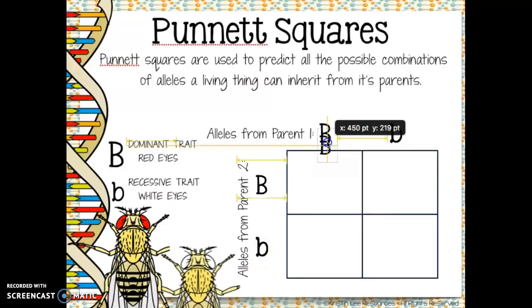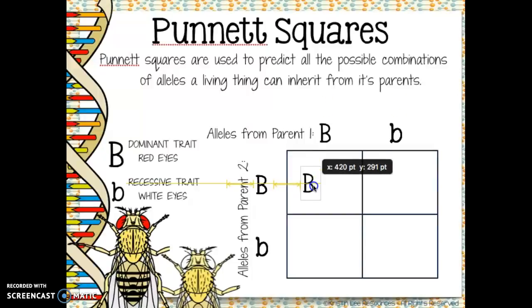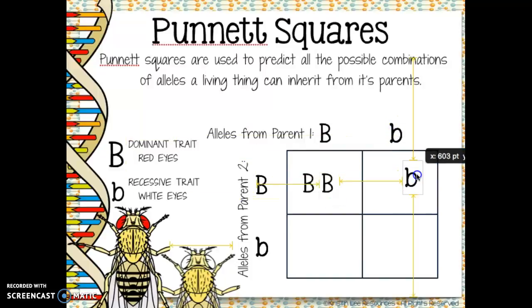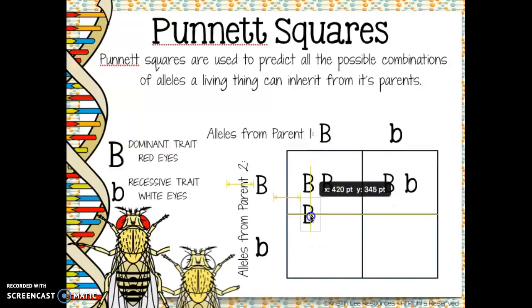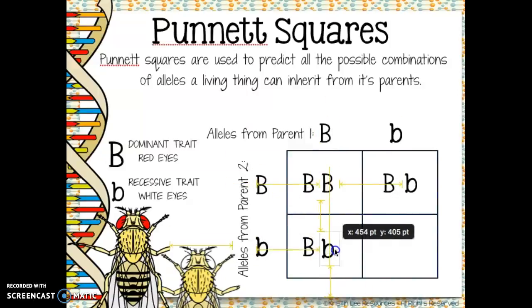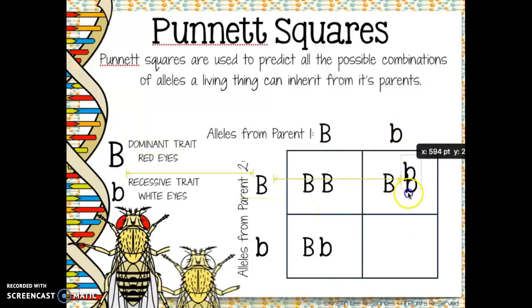What we simply do is pull that letter straight down. We're bringing that capital B straight down, and then we're going to bring this capital B across. Now we're going to do the same over here. We're going to pull this letter straight down into the box, and pull this letter straight across. And we always put the capital letter first. For this bottom box, we're going to pull this letter straight down, this letter straight across, and again, this letter straight down, and this letter straight across.